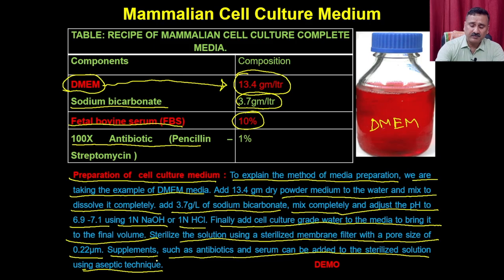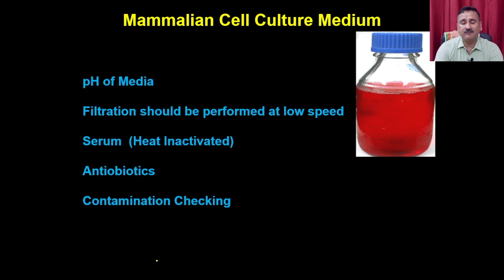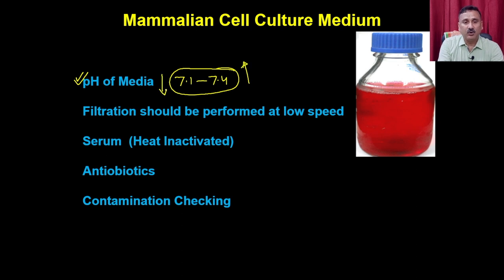So while you are going to prepare the media, you also have to consider different types of precautions. For example, the pH of the media. So the pH of the media should be between 7 to 7.4, right? So this is the physiological pH. It should not be above this, or below this, because that is going to adversely affect the growth as well as other features of the cells.